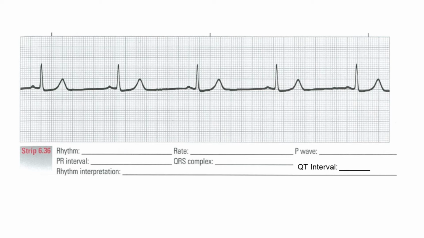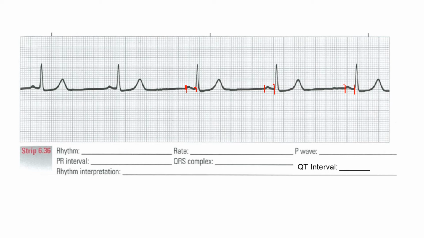Let's measure your PR intervals, the beginning of the P to the beginning of the QRS. You measure a couple of them. You don't only measure one because they can have a variation in there. So it looks like about 4.5 to 5 boxes, so about 0.18 to 0.20.